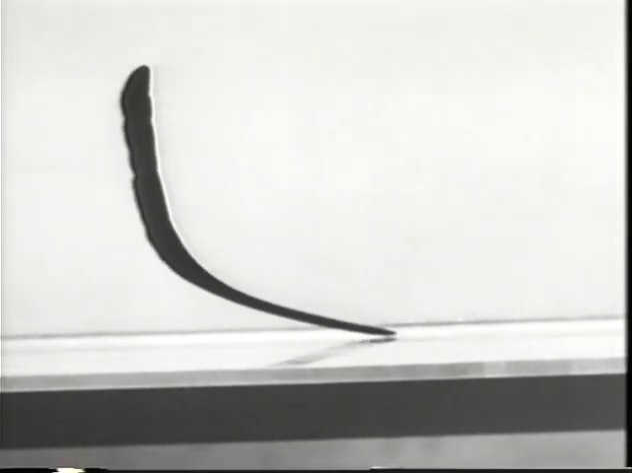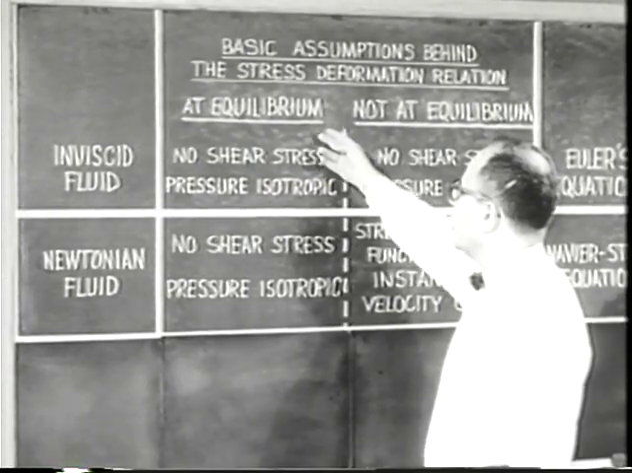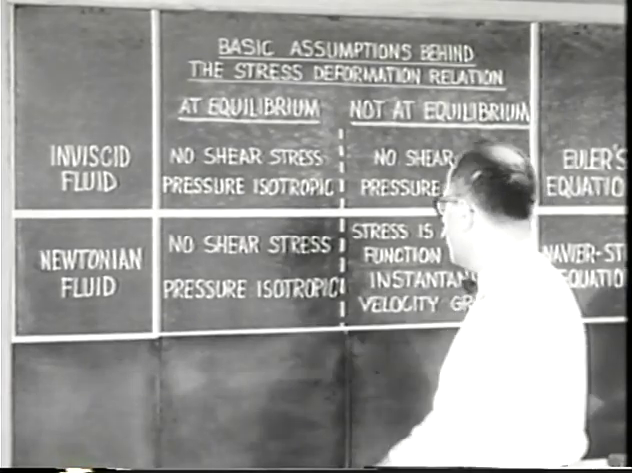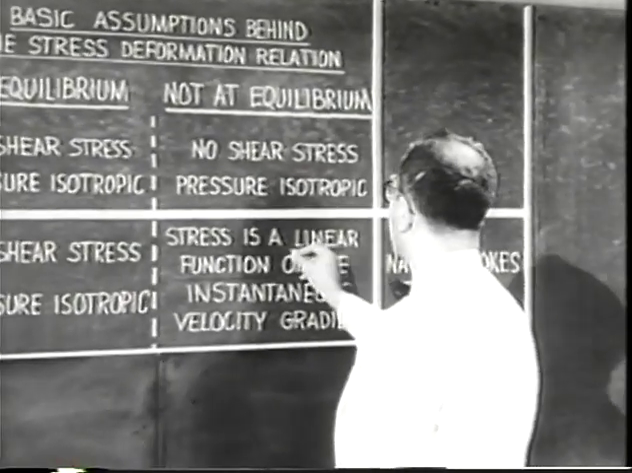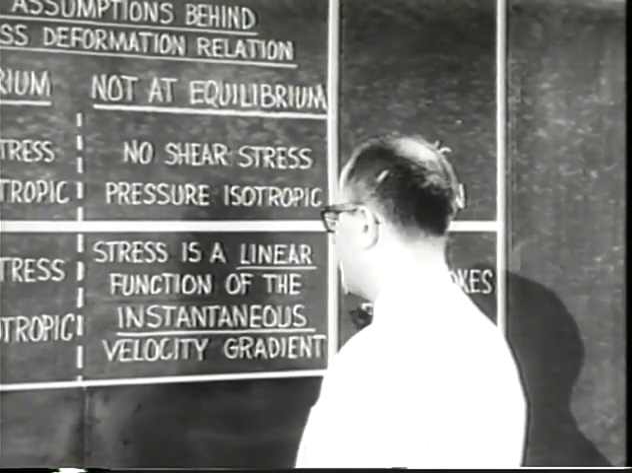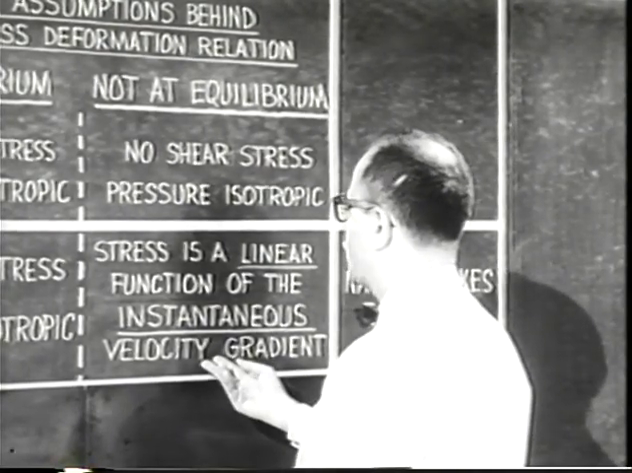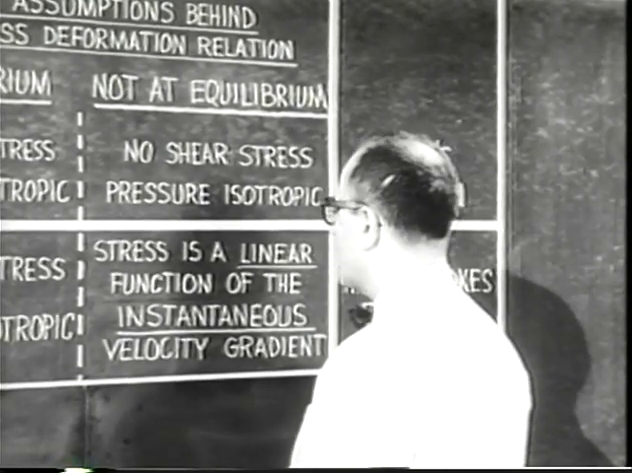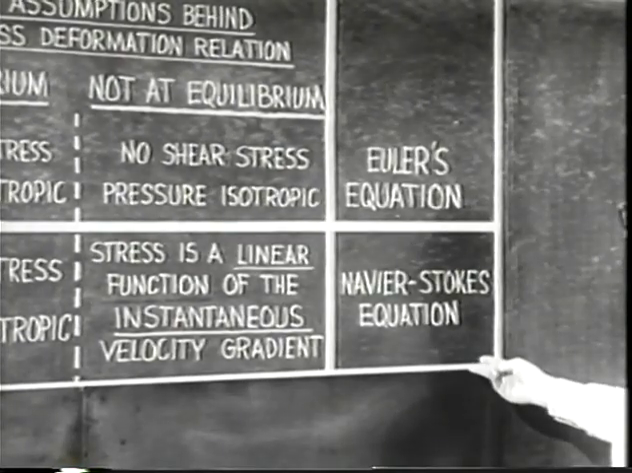In this flow, glycerin shows evidence of shear stresses. Water and glycerin are two of many fluids that behave in a manner called Newtonian. With no relative motion, the Newtonian fluid has no shear stresses. The pressure is isotropic. In relative motion, however, the stresses are linear functions of the instantaneous velocity gradients. If we formulate this stress deformation relation for the Newtonian fluid so that it is independent of the observer, and coupled with momentum equations, we obtain the Navier-Stokes equation.